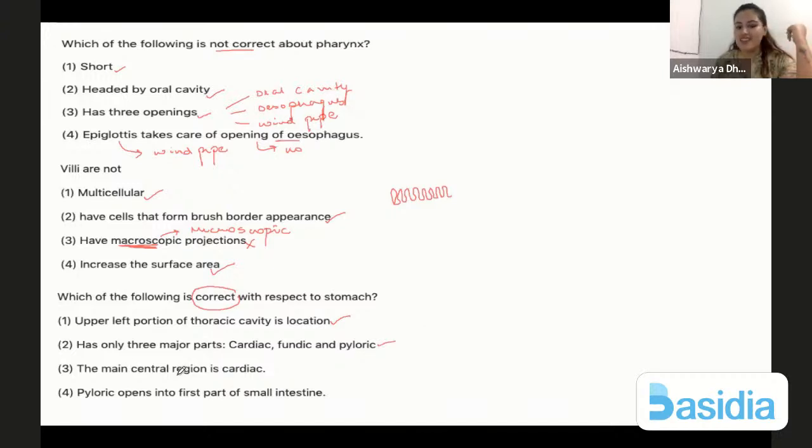Correct. Central portion, however, is not cardiac. It is fundic, and pyloric opens into the first part of small intestine. So this is also correct. Pyloric opens into the duodenum. So here this question does not have one option. It has different correct options.